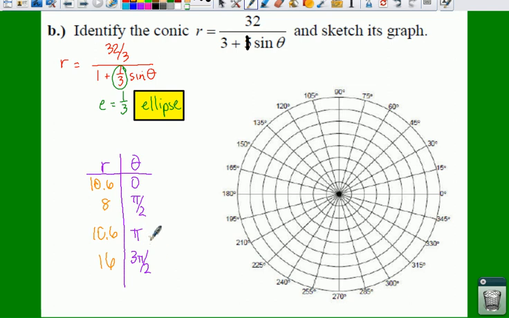So here are your ordered pairs. We're going to have to go by 2s. So each line is going to be 2. So we're going to have 2, 4, 6, 8.